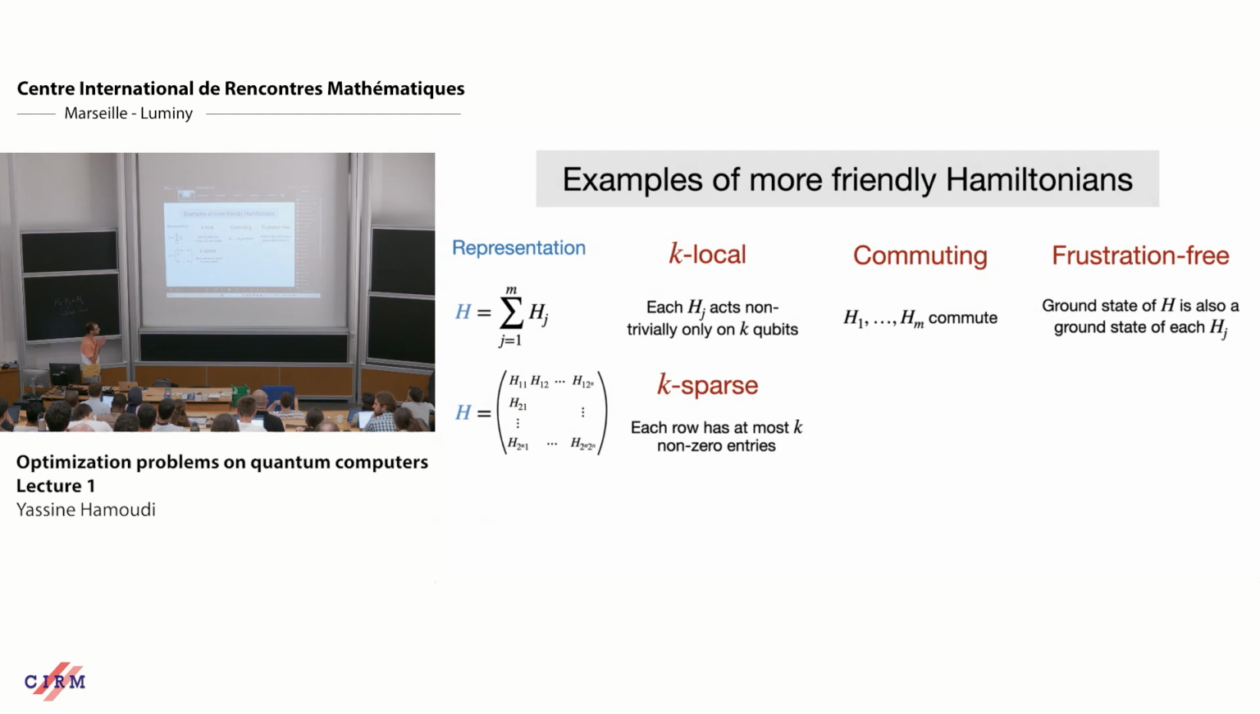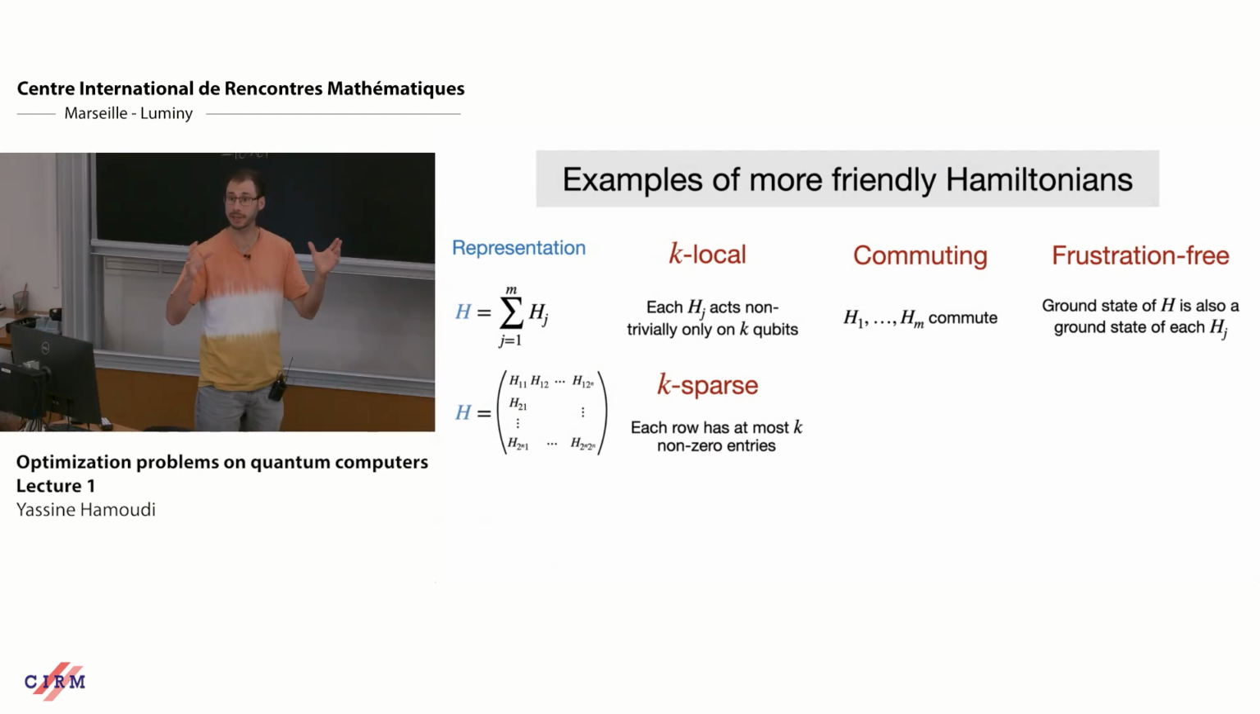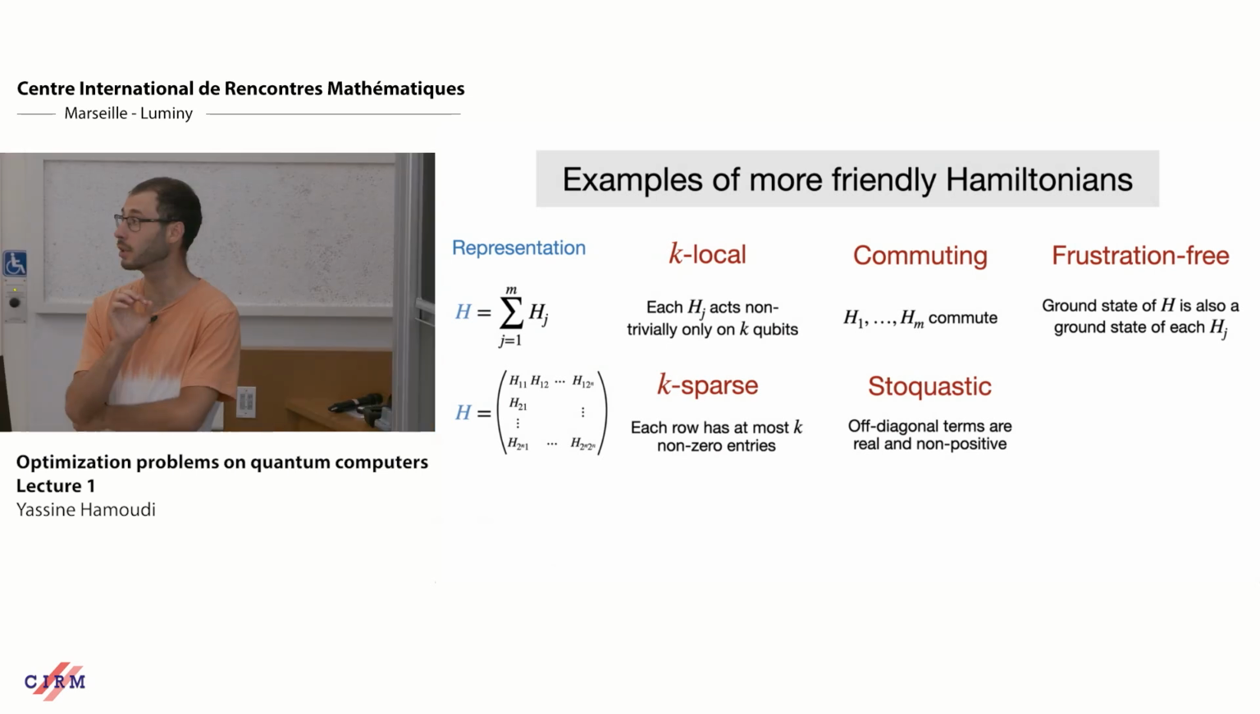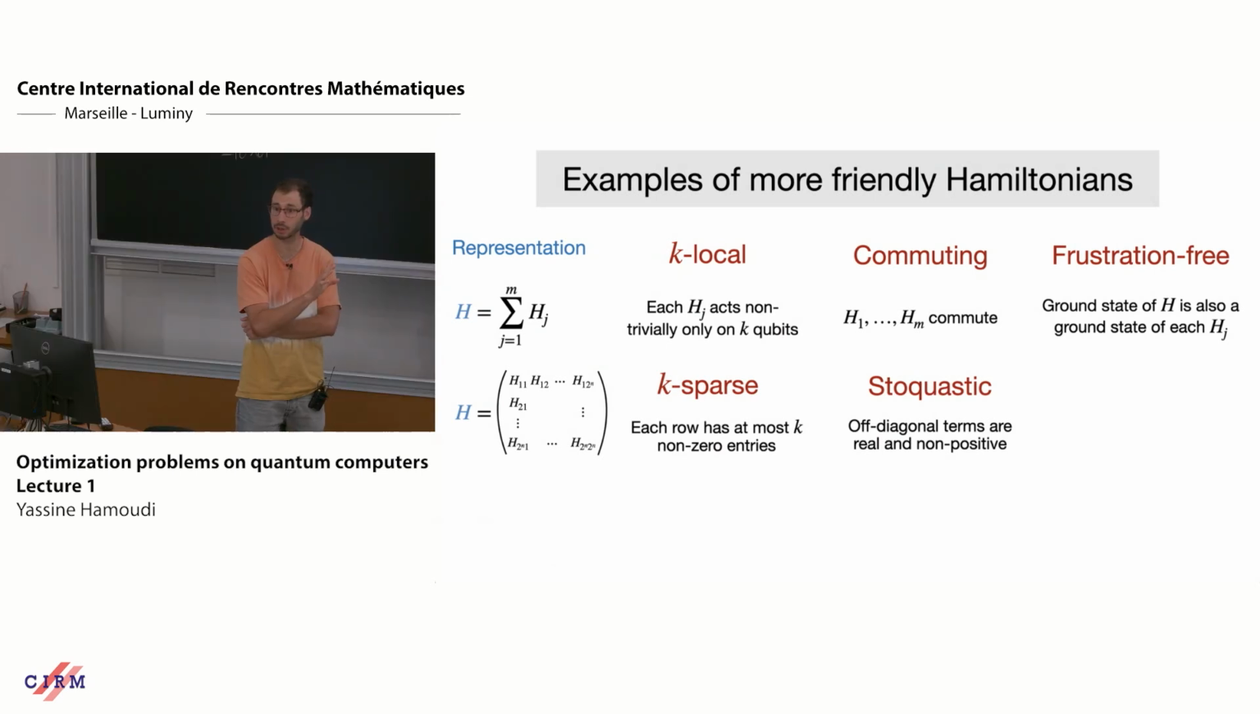Okay, so second assumption is sparsity. So your matrix is of exponential size, but most entries are equal to 0. So meaning that you don't have to look at too many entries when you want to collect information about H. Another very important assumption, which we'll see again in a few minutes, is being stochastic, meaning that the off-diagonal terms of H are non-positive real numbers. So that is a very important assumption which is going to be satisfied by some important families of Hamiltonian.